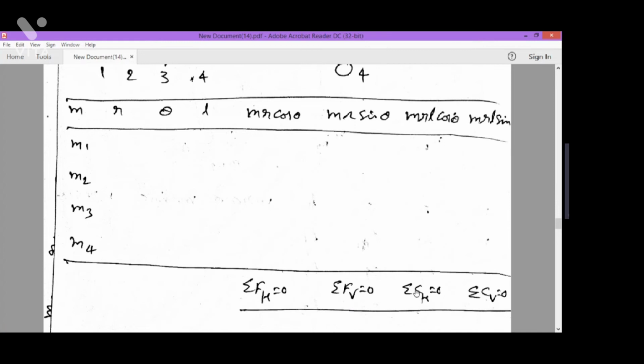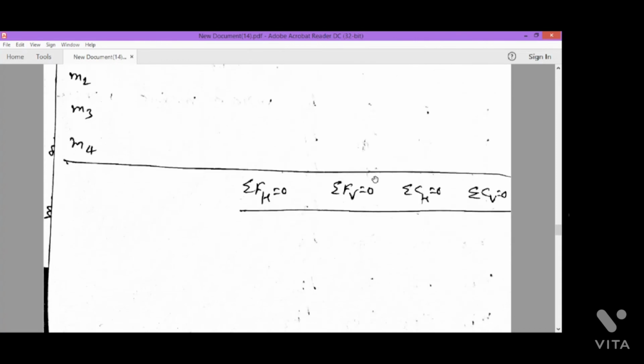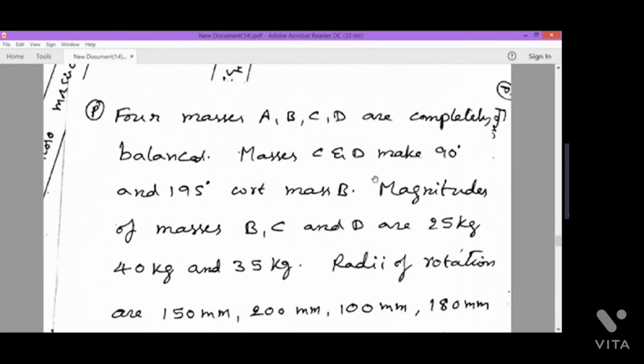In this case, without addition of balancing masses, by changing the parameters of rotating masses in the system itself, we are balancing here. Okay. So there are four masses in the system, and forces and couples because of four masses should be balanced here. The remaining procedure is same. Now we will see a problem related to this.